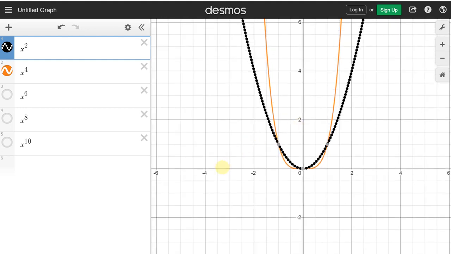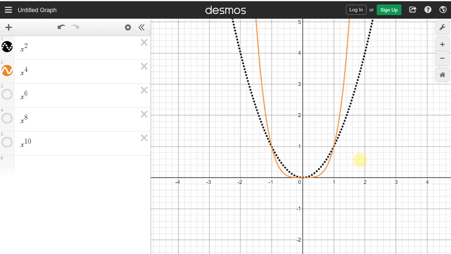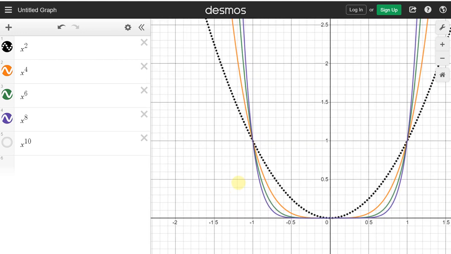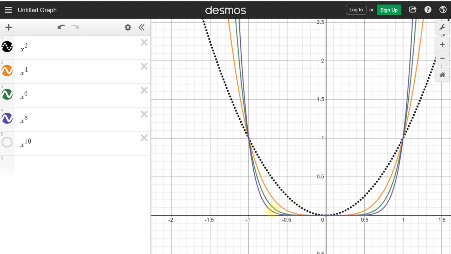It looks very similar to x squared. It's just a little more flattened out, and a little bit narrower. Let me zoom in just a little bit more so we can appreciate that. Now let's take a look at x to the 6th. Same deal. It's a little flatter than x to the 4th and a little narrower than x to the 4th. Let's take a look at x to the 8th. Same thing. It continues to get a little bit flatter on the bottom and a little narrower on the inside.